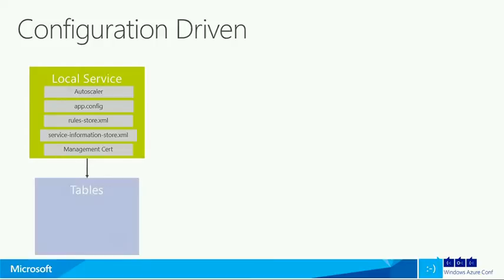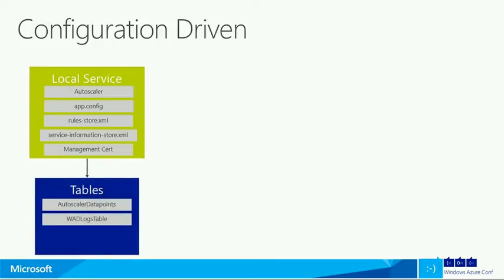The local service also is going to write to Windows Azure table storage. There's going to be two tables it's going to primarily use. There's an autoscaler data points table. That is basically a series of sample data that it uses if I'm working with rules like monitoring queue depth. Maybe every 2 minutes, Wasabi is going to count the number of messages in a particular queue and write this to this table, and then Wasabi will use that information for its decisions.